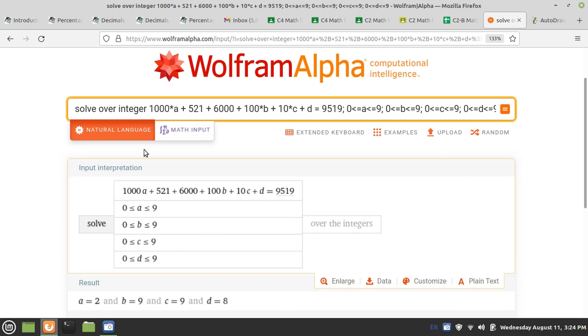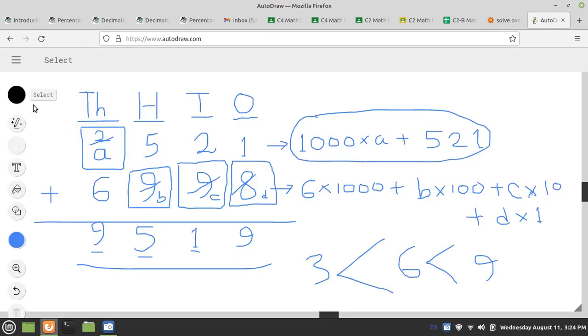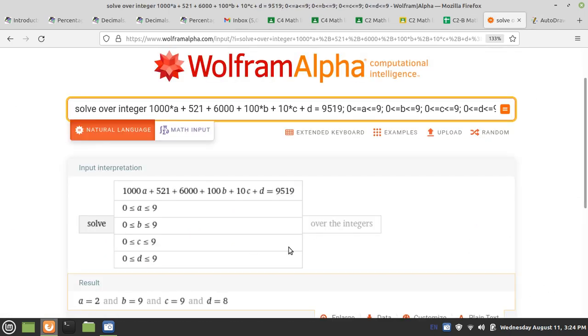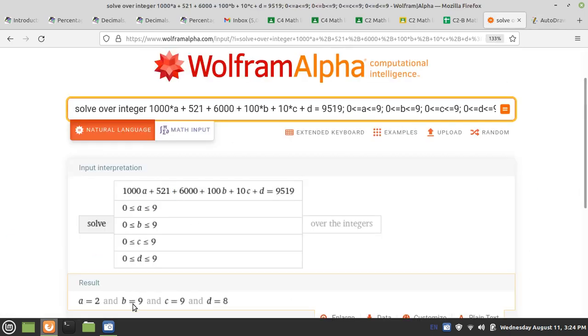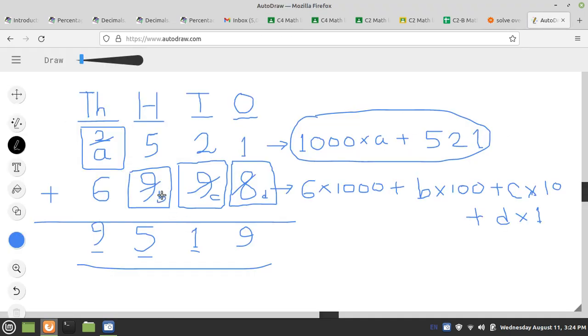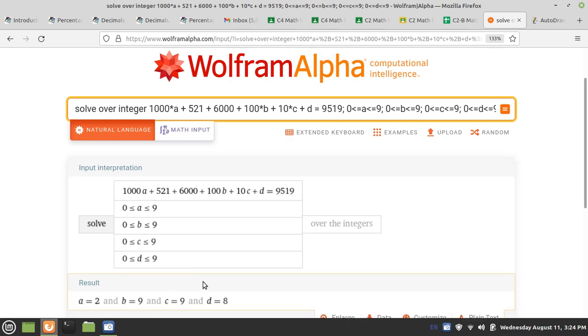And alhamdulillah, if you enter this, the computer will solve it for you and put the result. A is equal to 2, B is 9, C is 9, and D is equal to 8. So here is exactly what we solved. A is equal to 2, we already found that. Then look here, B is equal to 9. Alhamdulillah, B was 9, we solved it manually. And then C is equal to 9.